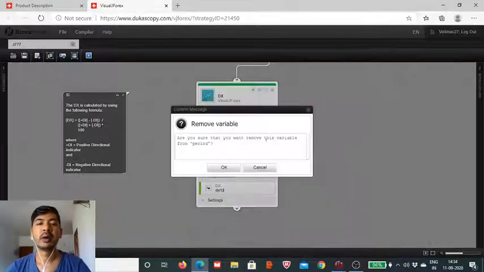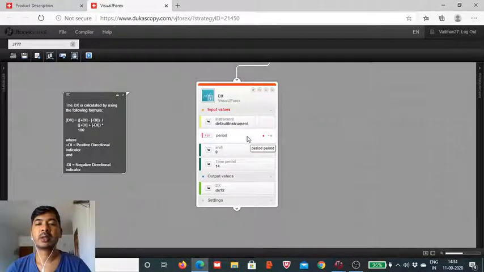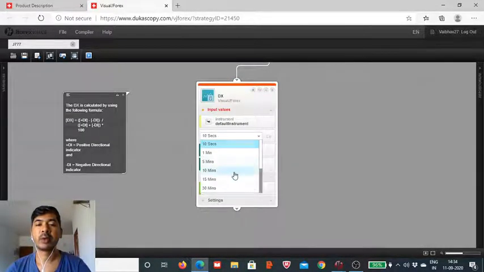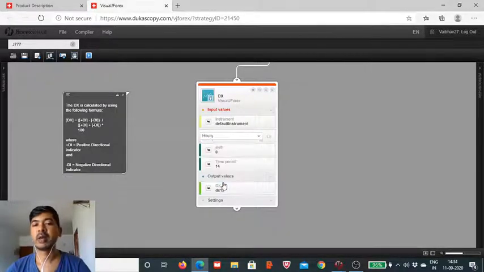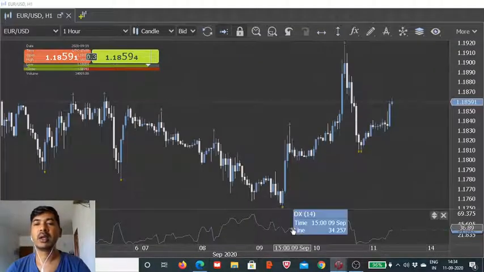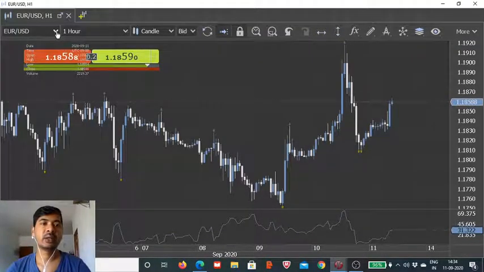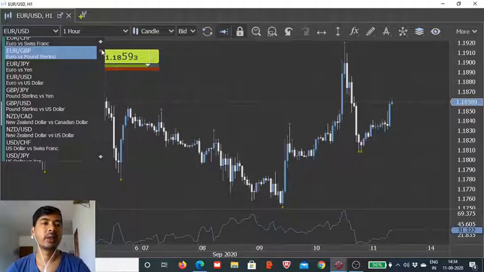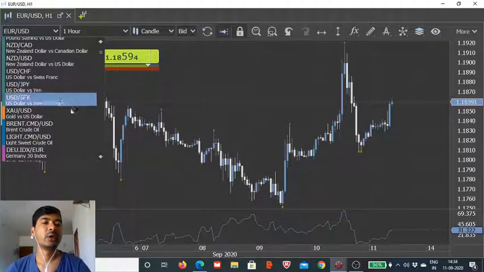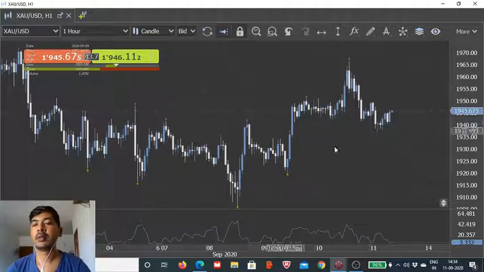For this session, let us take the time frame of hourly. Hourly is one of my favorite time frames to trade on. It's fairly convenient as well. So let's change this chart to the XAU in terms of USD, that is gold.